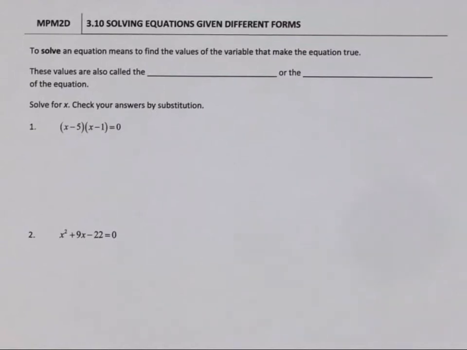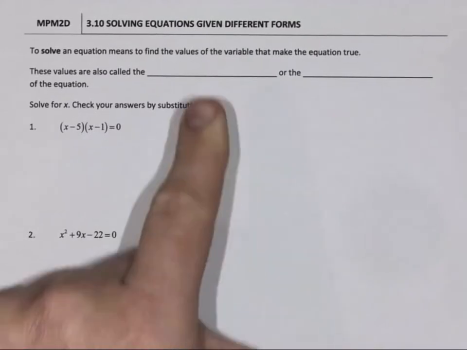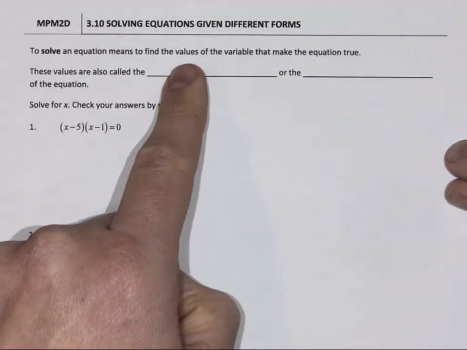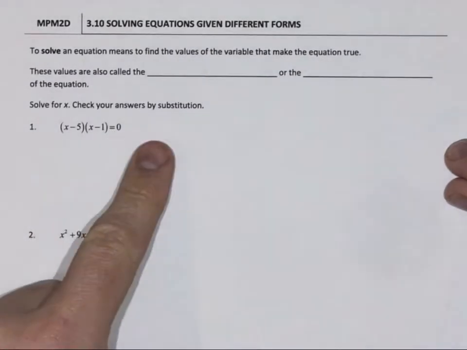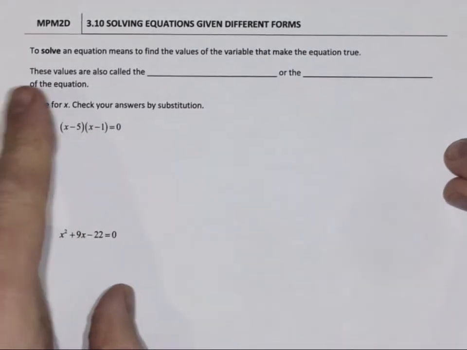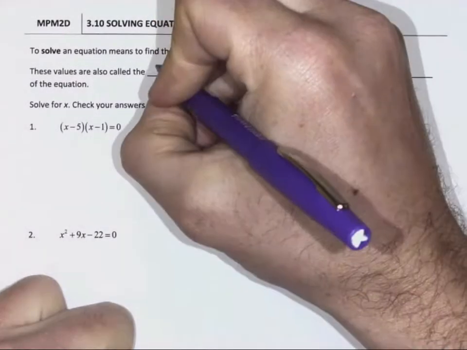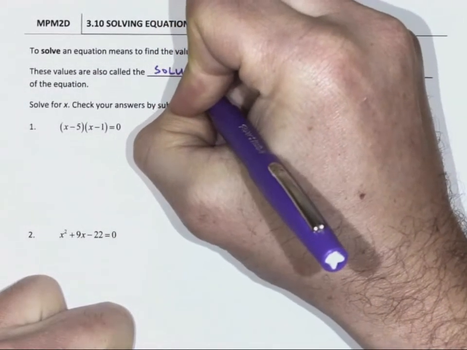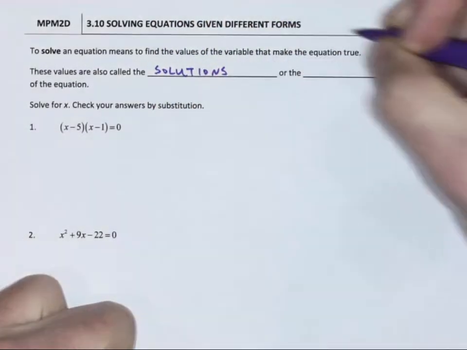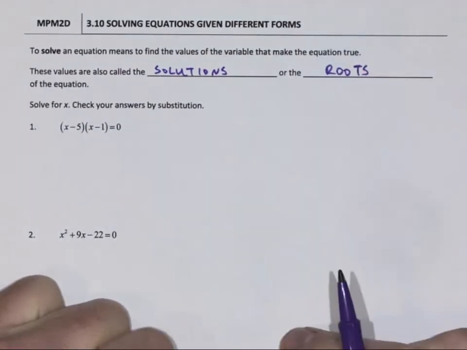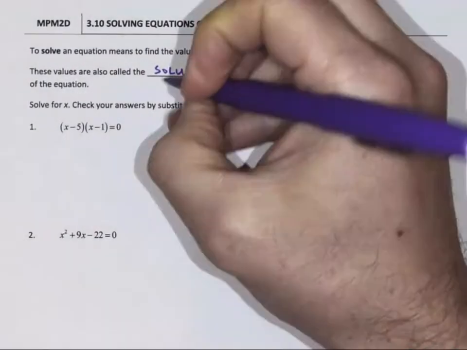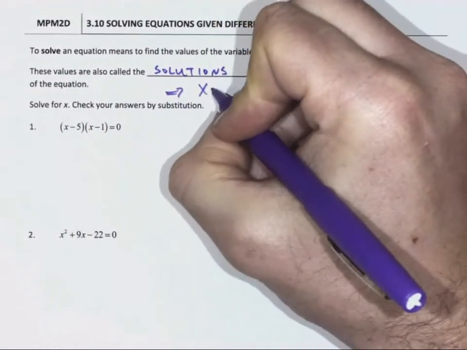Solving equations giving different forms. To solve an equation means to find the value or values of the variable that would make the equation true, so the left side equals the right side. These values are also called the solutions or the roots. And for a quadratic, it's really the x-intercepts.